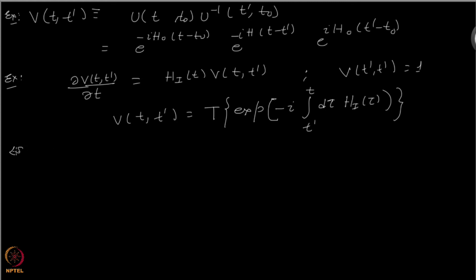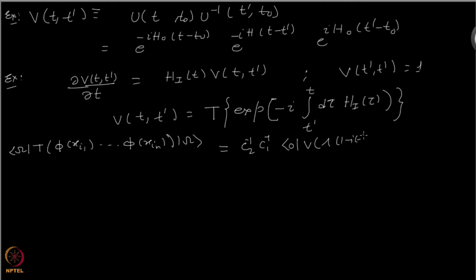So if you look at omega, t, phi(xi1) ... phi(xin), okay, this we wrote as C2 inverse, C1 inverse, okay, and you can check that this will turn out to be V of lambda 1 minus epsilon, x10. Then you have, okay, this is getting difficult.